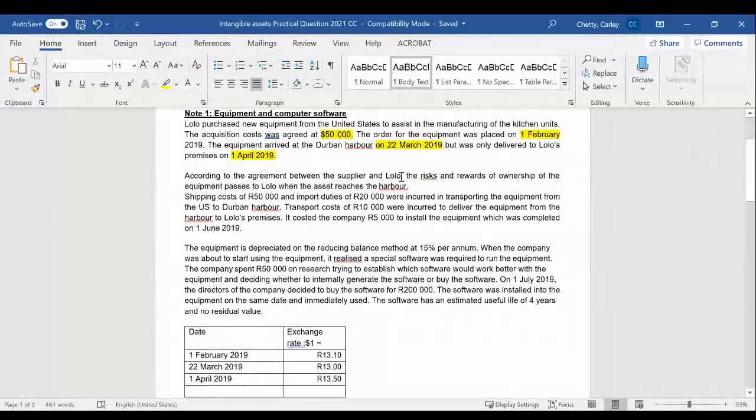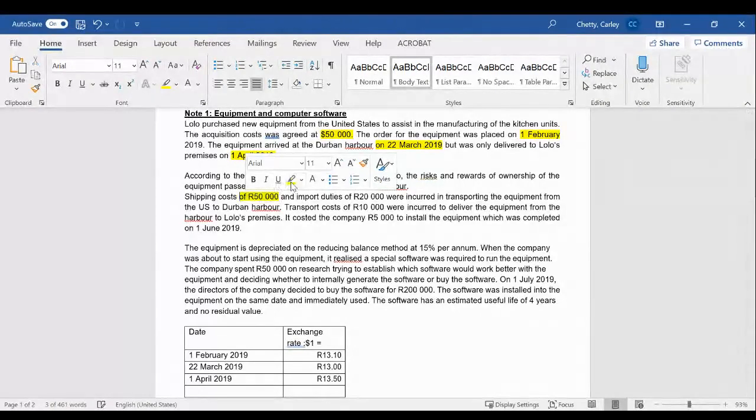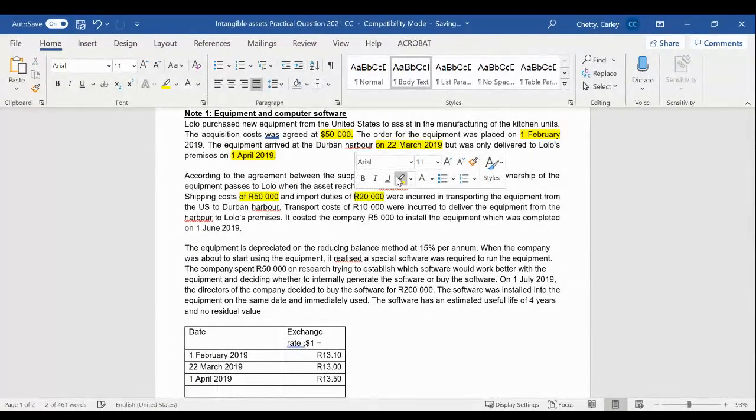According to the agreement between the supplier and Lola, the risks and rewards of ownership of the equipment pass to Lola when the equipment reaches the harbour. Shipping costs of 50,000 and import duties of 20,000 were incurred in transporting the equipment from the US to the Durban Harbour. Transport costs of 10,000 Rand were incurred to deliver the equipment from the harbour to Lola's premises. It cost the company 5,000 Rand to install the equipment, which was completed on the 1st of June 2019.